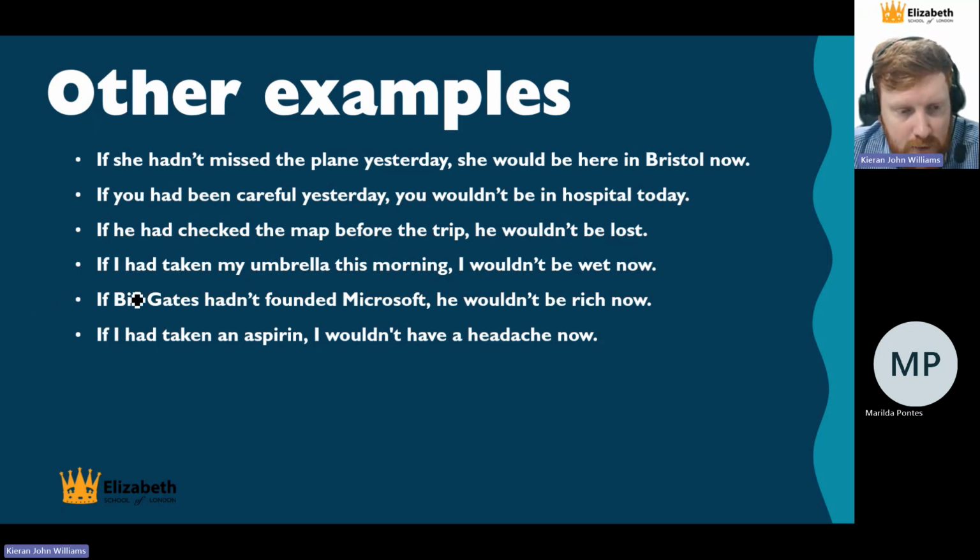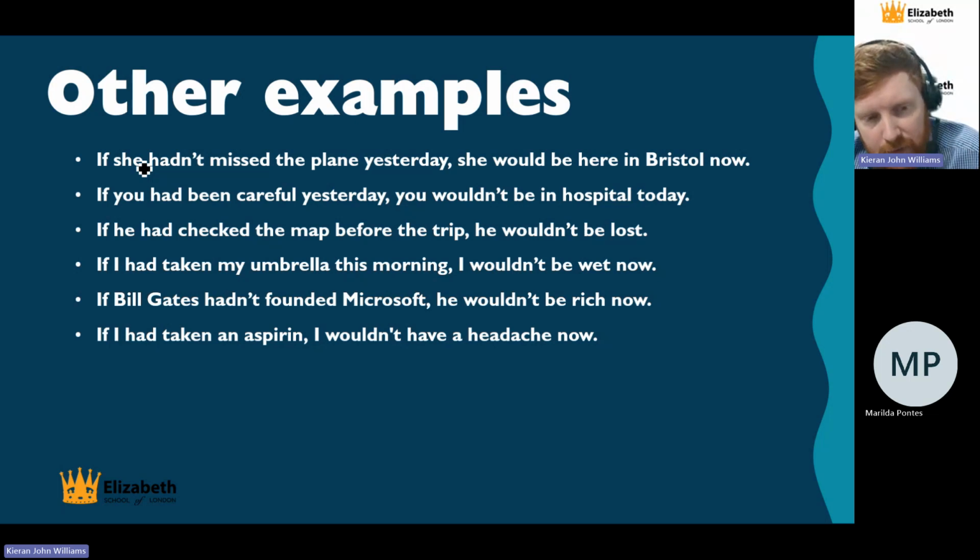All right, on to the fourth sentence here. If I had taken my umbrella this morning, I wouldn't be wet now. So this person didn't take their umbrella in the past. They are wet now in the present. But if we make it unreal, the person did take their umbrella. They are not wet now. Okay.